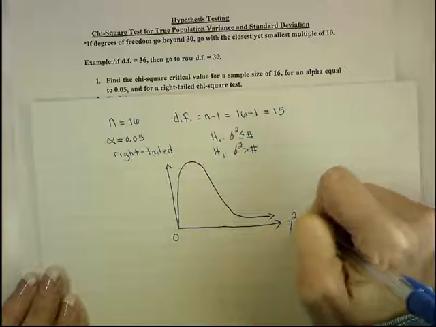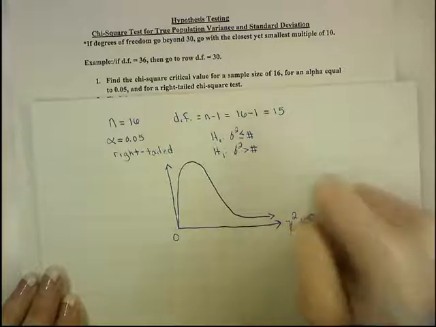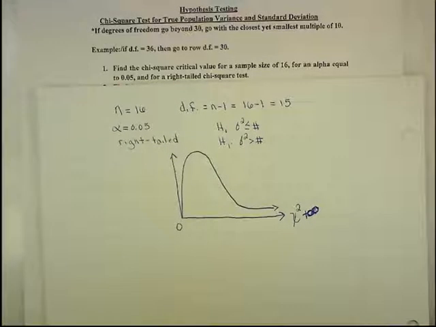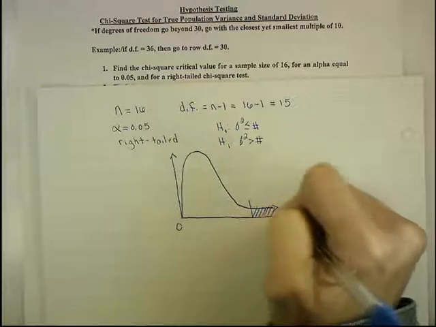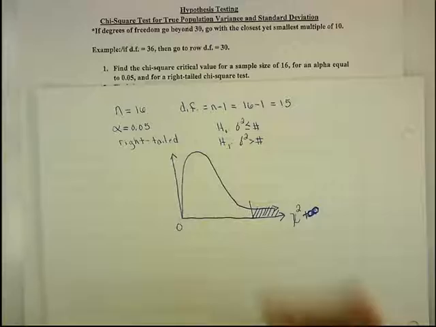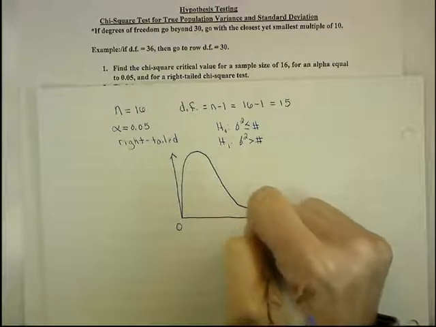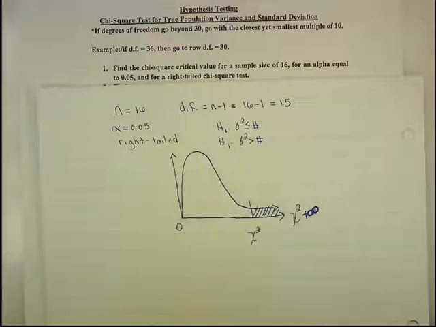So 0 all the way to positive infinity would be the axis. Since this is right-tailed, you would shade the right tail. And remember, we are looking for this chi-square value here, which would be your critical value. For the chi-square testing, critical values are always positive. If it's a right-tailed chi-square test, the critical value is positive.